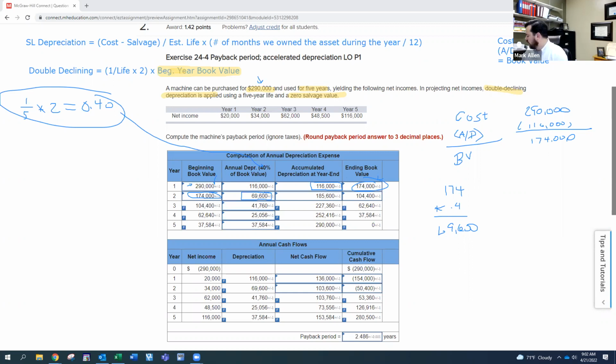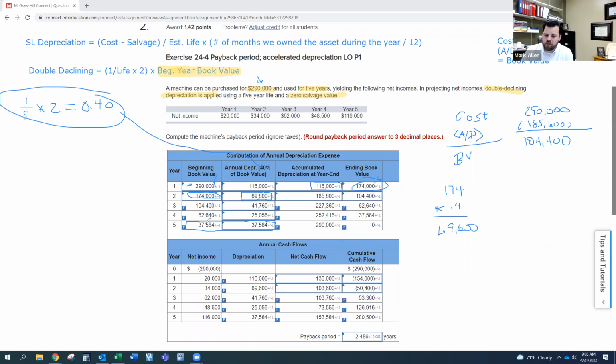Then, as we know, my cost is not changing, so my cost is still 290, but my accumulated depreciation is now changing to be 185,600. And that brings me down to a new book value here of 104,400. And with this in mind, I'm not going to go through the rest of this. You're just going to continue down. But notice what happens here in the last year. I will stop for a second and point this out. Notice we'll continue doing this 0.4 thing all the way through until the last year. Notice what's happening in the last year.